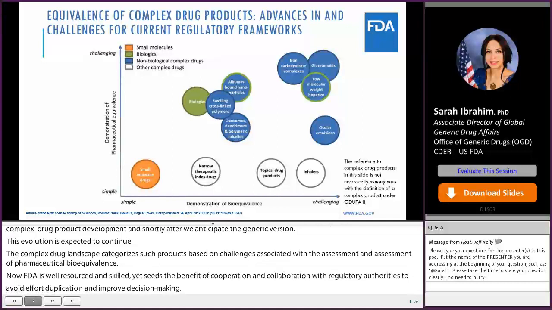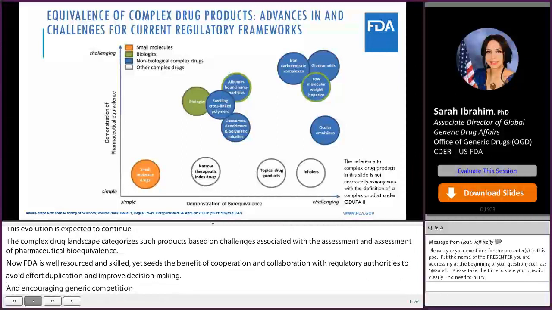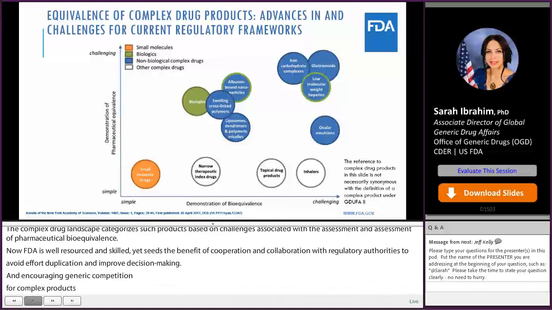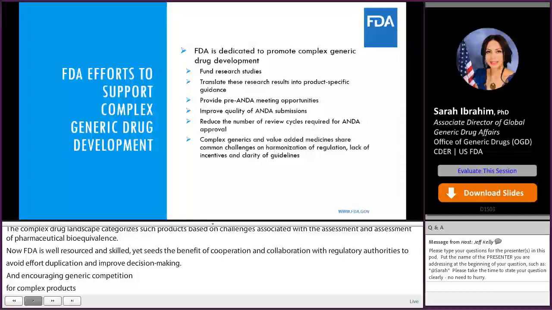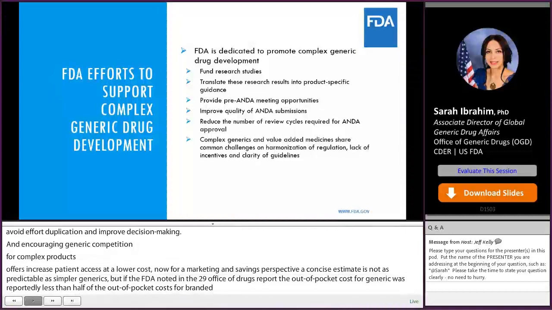Encouraging generic competition for complex products offers increased patient access at a lower cost. Now, from a marketing and savings perspective, a concise estimate is not as predictable as for simpler generics. But as the FDA noted in the 2019 Office of Generic Drugs annual report, the out-of-pocket cost for generic Advair was reportedly less than half of the out-of-pocket cost for the brand drug. FDA launched a drug competition action plan that focused on key principles designed to facilitate generic drug competition, promote patient access, and improve the economics of developing generic medications. And FDA looks beyond its borders with regards to enforcement.